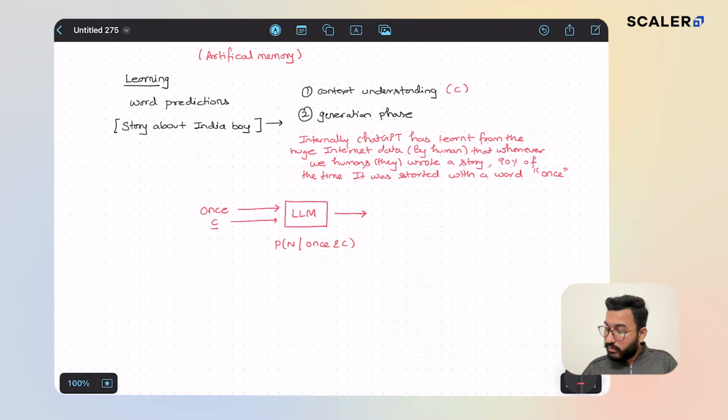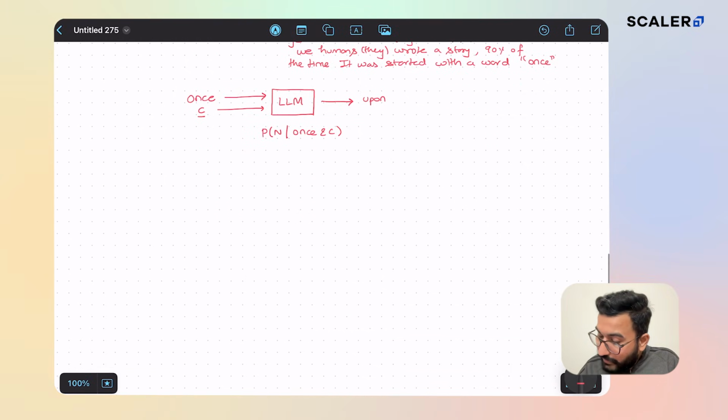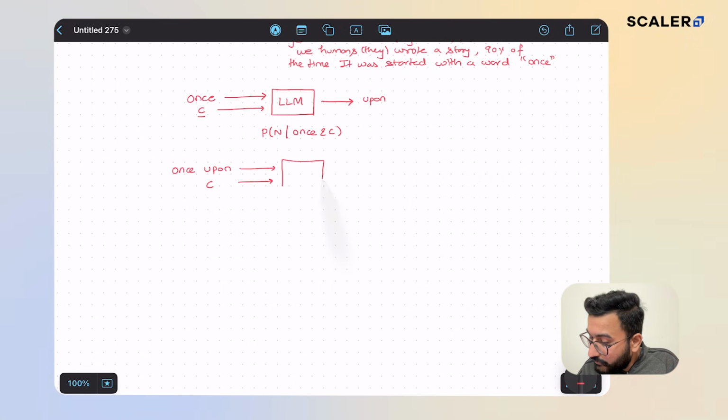So after "once", 90% of the time humankind has generated "upon". So the next token is "upon". Now in the next iteration I will provide "once upon" together with the context C. So this will go inside the LLM. And now ChatGPT will try to figure out, given "once upon" and the context, what is the next word that will follow these two words.